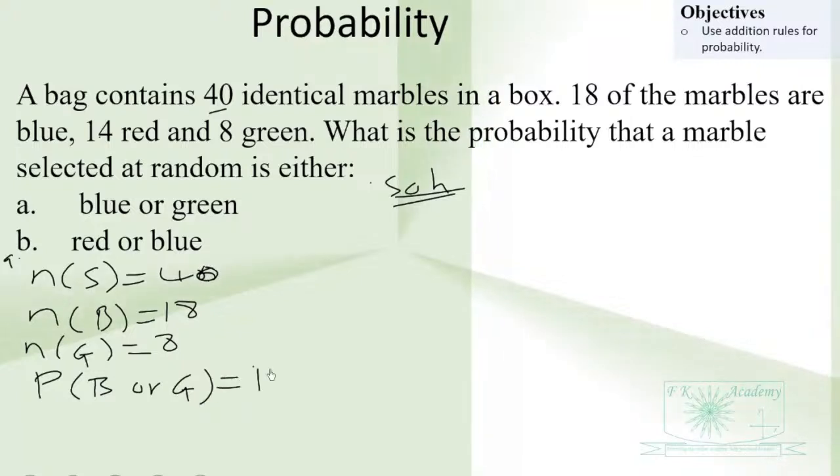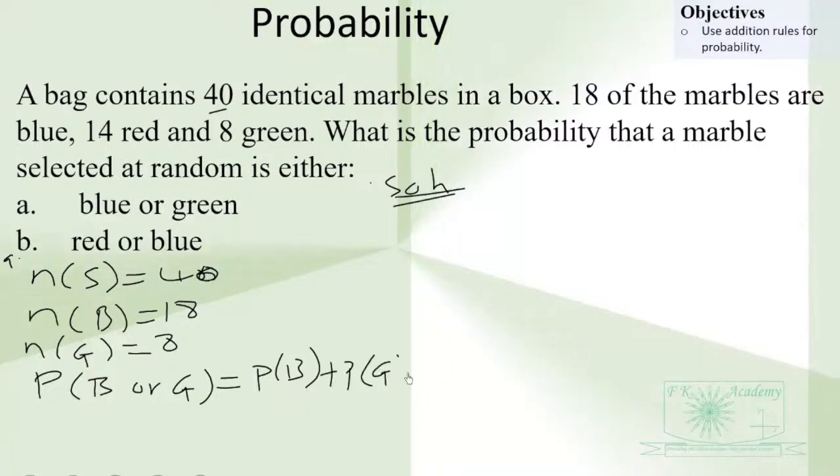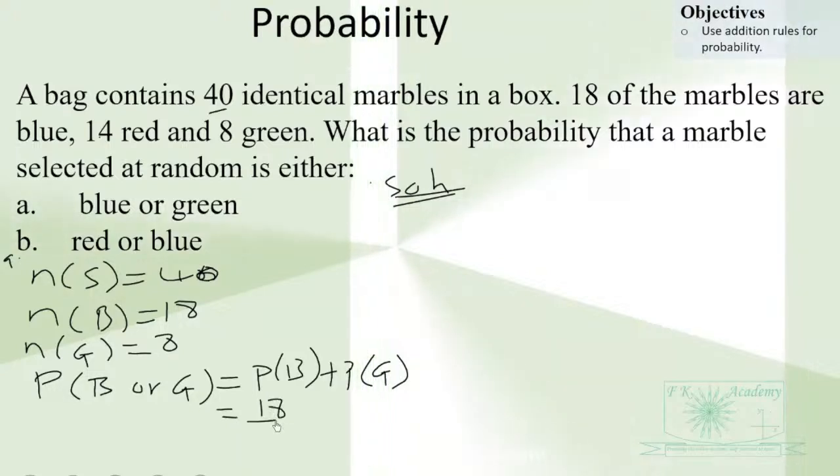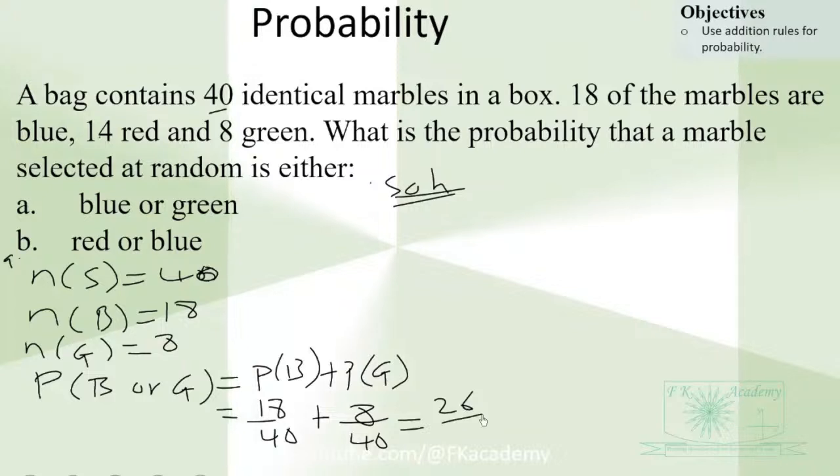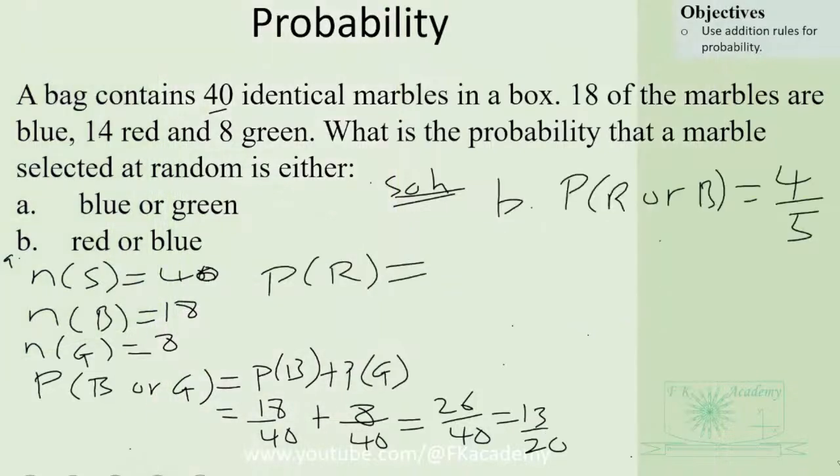So that will be equal to probability of choosing a blue marble plus probability of choosing a green marble. And that will be equal to 18 over 40 plus 8 over 40. So this will give us 26 over 40. And that is equal to 13 over 20. Please, I want you to try the B part and see whether you get 4 over 5. So remember, these are mutually exclusive events.